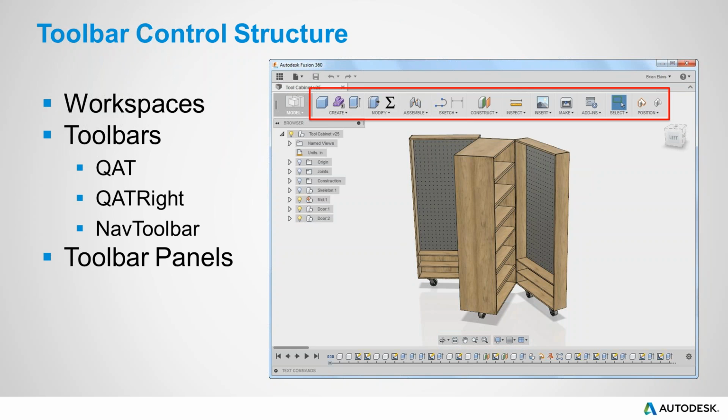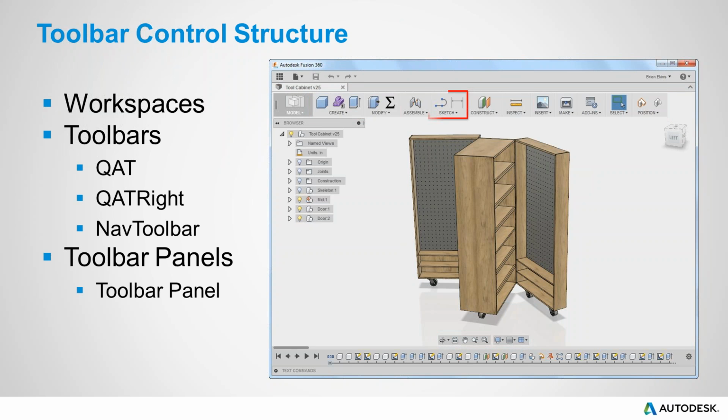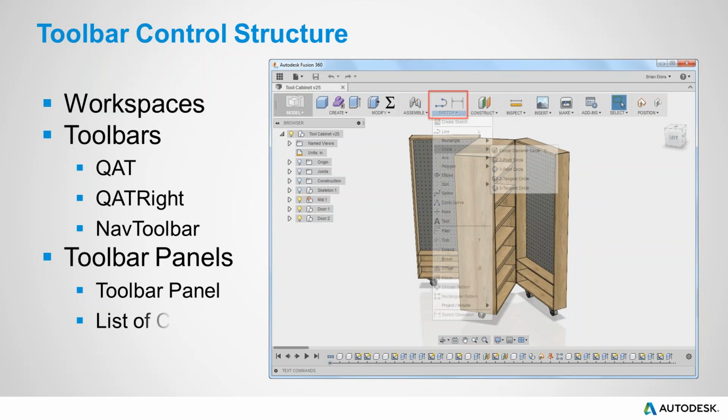And then we have panels, and each workspace has a set of panels associated with it. When that workspace is active, those panels are displayed. Here's a specific panel, the sketch panel. A panel basically just consists of a list of controls. Remember, controls are referencing command definitions.